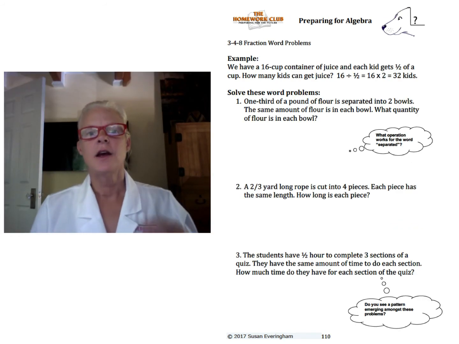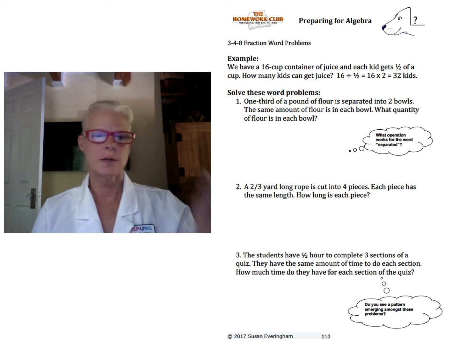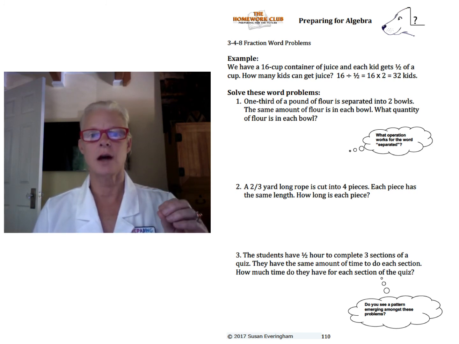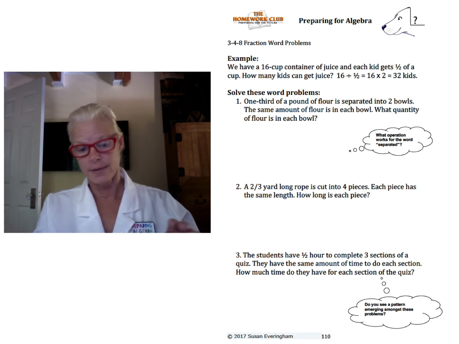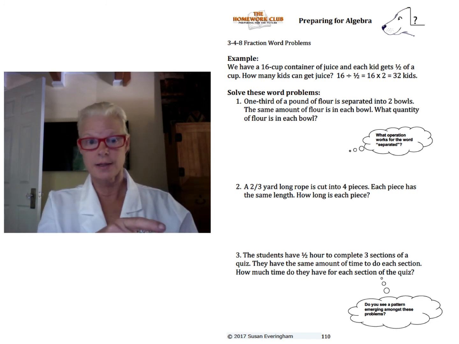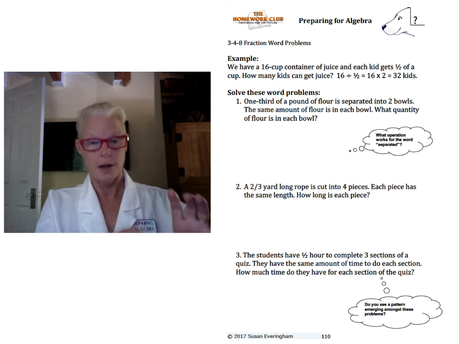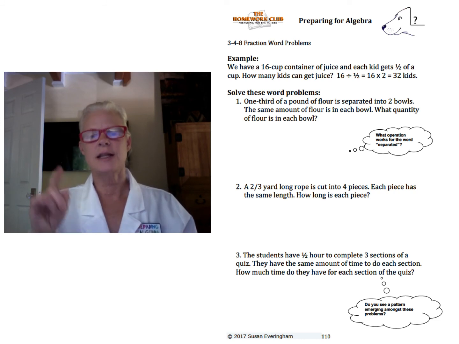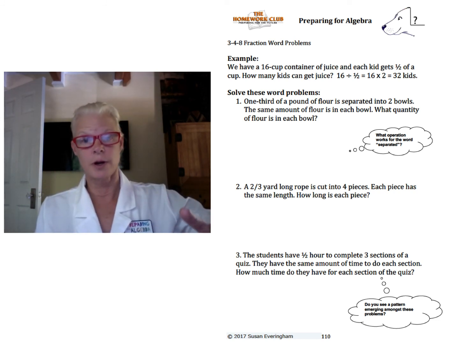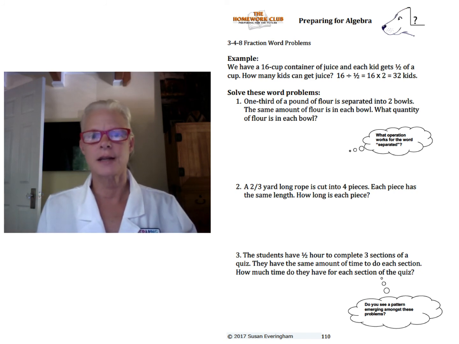Page 110, fraction word problems. Not to be fearful, the word problems are laid out exactly the same as the examples, so we can learn and actually see the logic in the numbers and also the word problem itself. So the example: 16 cups, each kid gets half a cup. So 1 cup, 2 kids. Can you see that? So 16 divided by that half a cup equals 16 times 2 kids per cup, equals 32 kids get juice.